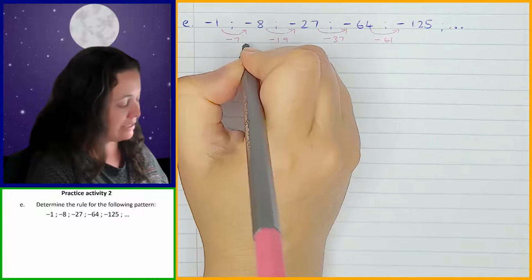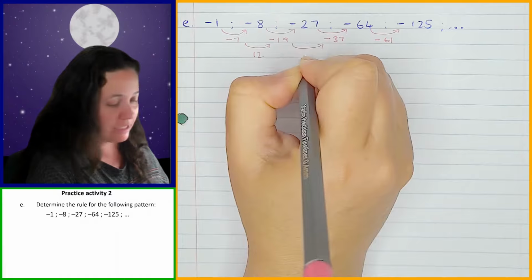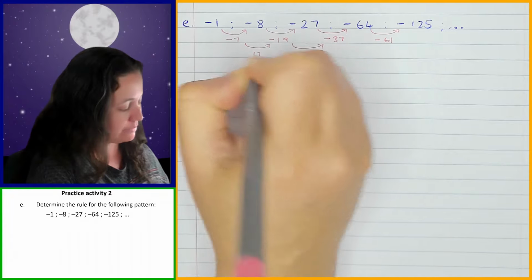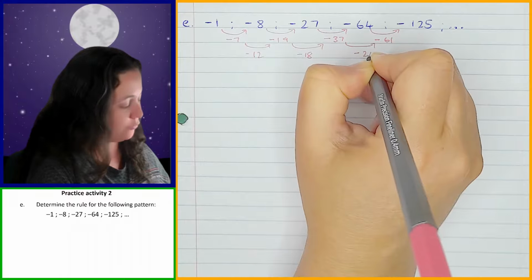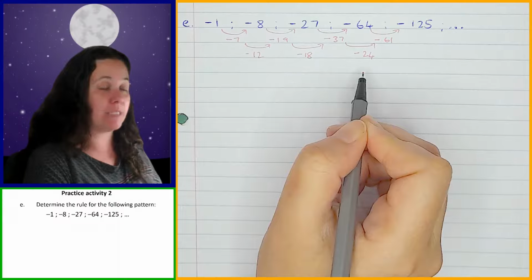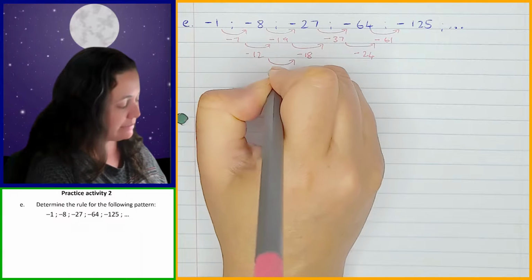Okay, then from -7 to -19, I'm subtracting 12. From -19 to -37, it's 18 that I'm subtracting. And from -37 to -61, I'm subtracting 24. Okay, still not the same. So now we're going on to our third level of differences. From -12 to -18, I'm subtracting 6.